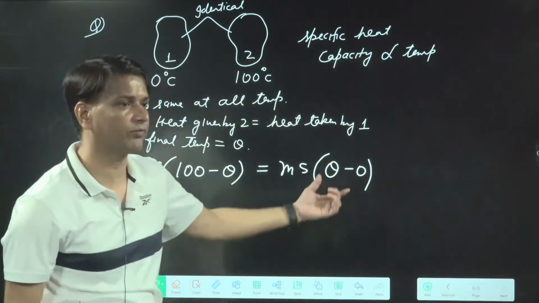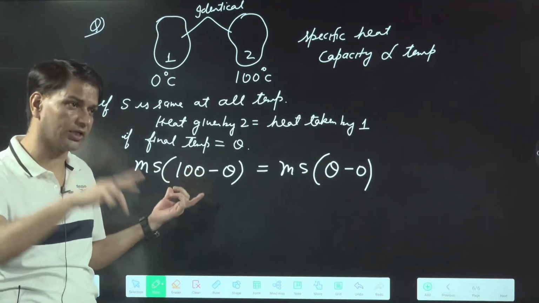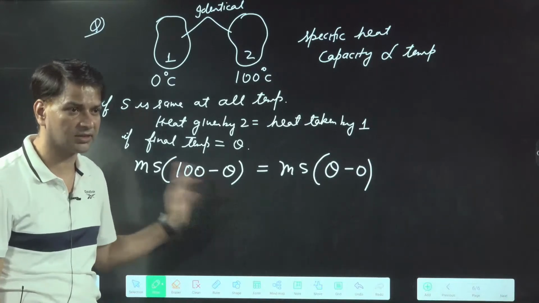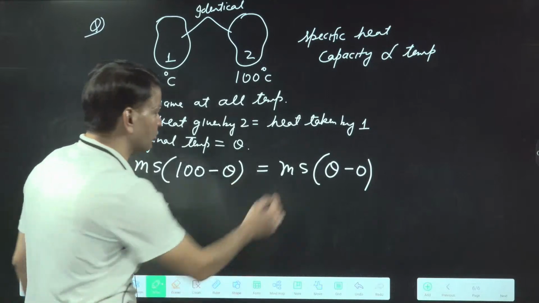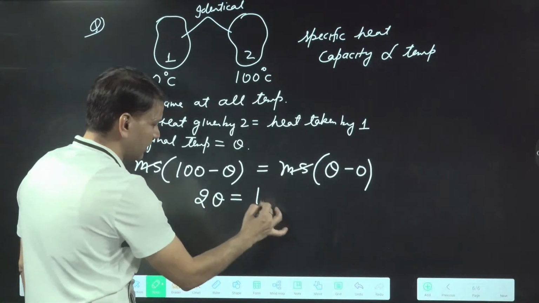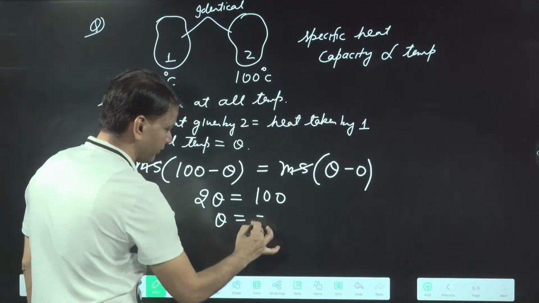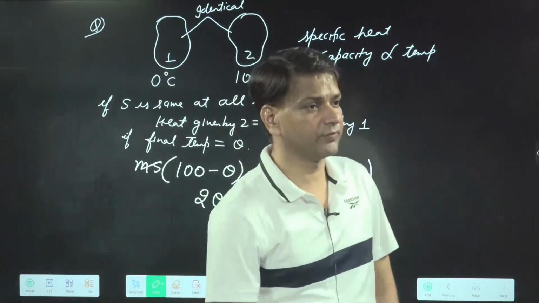So theta minus 0, what we got? This. Okay. And the second body is falling from 100 to theta. So how much temperature change? 100 minus theta. If I am taking specific heat the same, then ms and ms, I am writing both sides, so ms and ms cancel out. So you got 2 theta is equal to 100. Then theta you got 50 degree C. In that case, equilibrium temperature is 50.